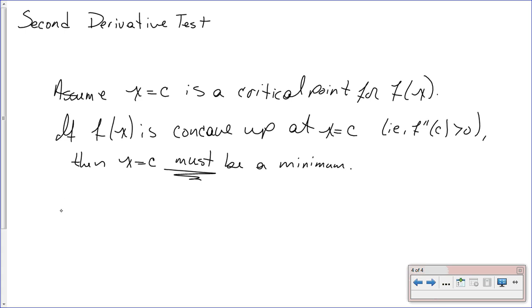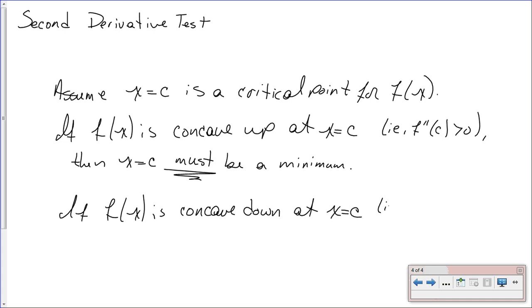Alright, and also if f of x is concave down at x equals c, for example, f double prime of c is less than 0, then x equals c must be a maximum.